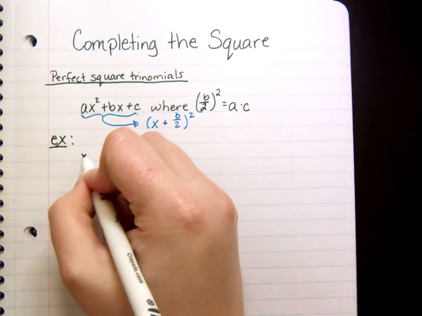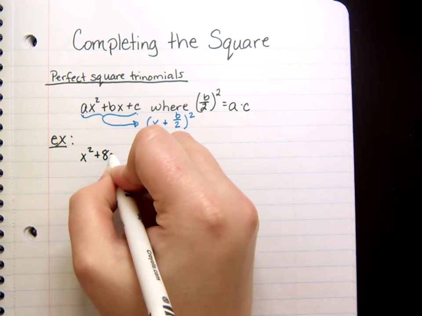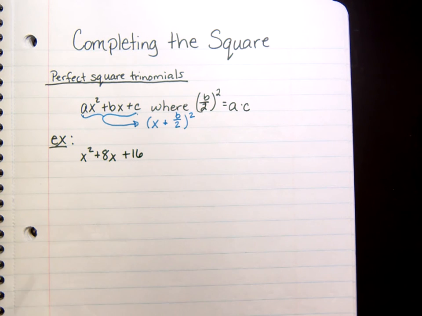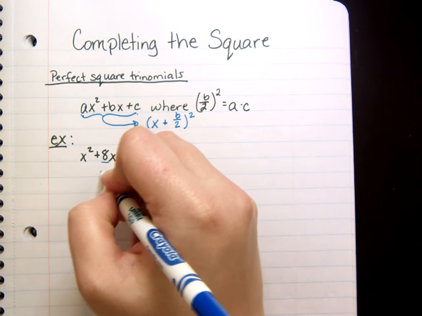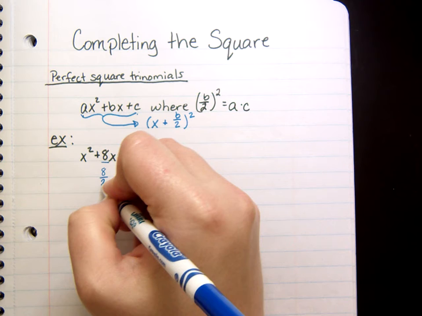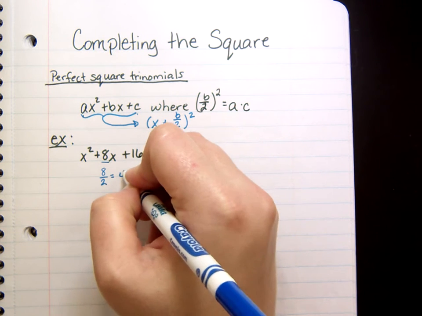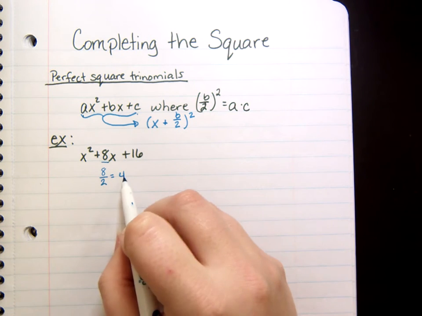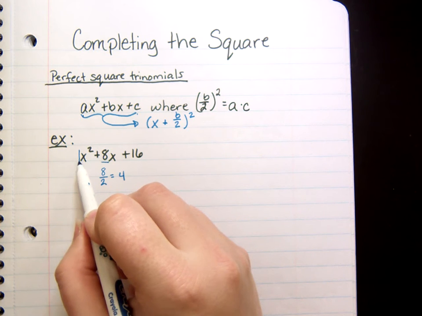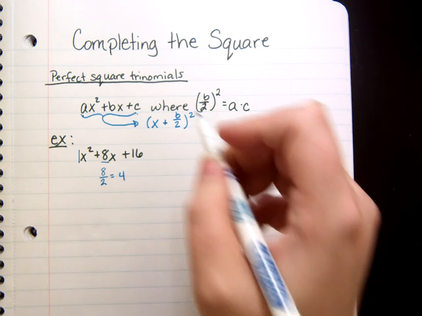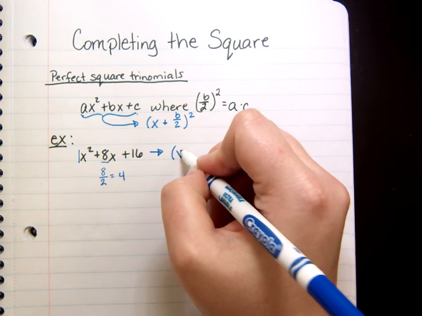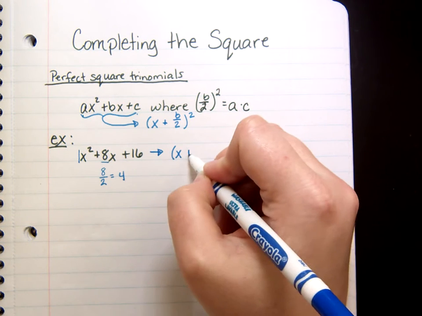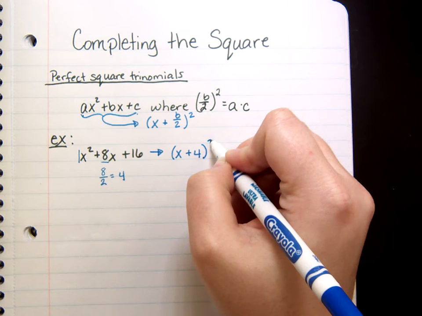Let's take x squared plus 8x plus 16. If I were to take the b value, which is 8, and divide that by 2, I get 4. And 4 squared is 16, which is equal to this 1 times 16. So I can rewrite this expression as x, and this is a positive 4, so plus 4 squared.